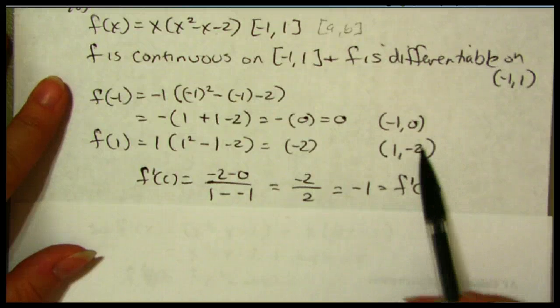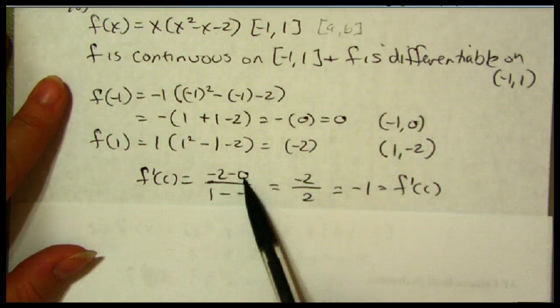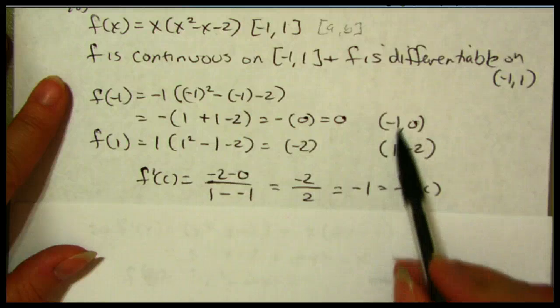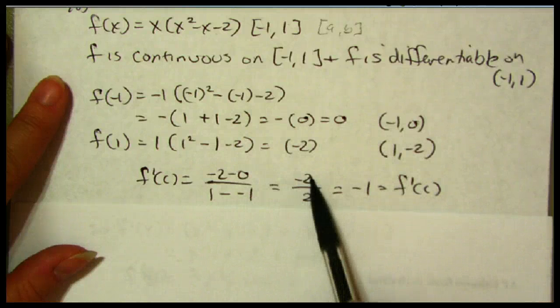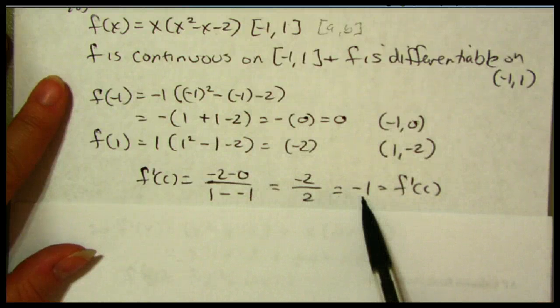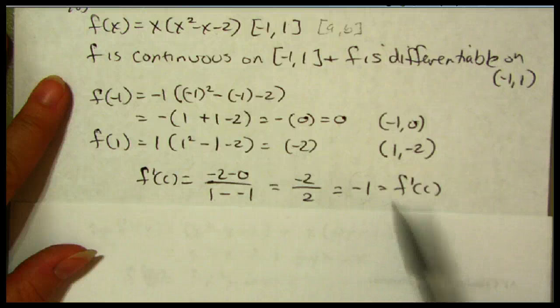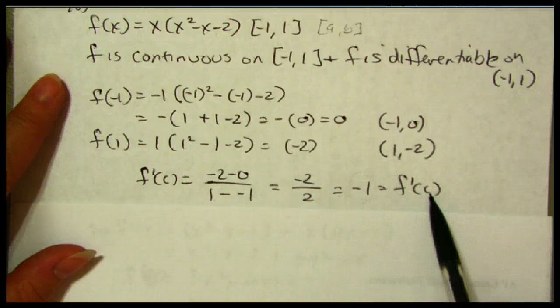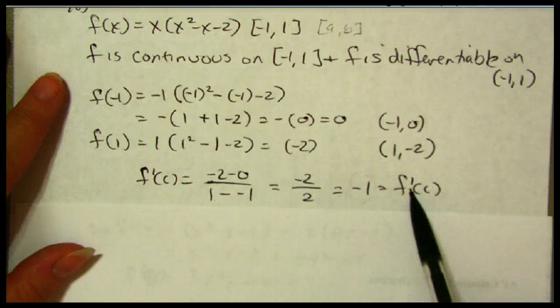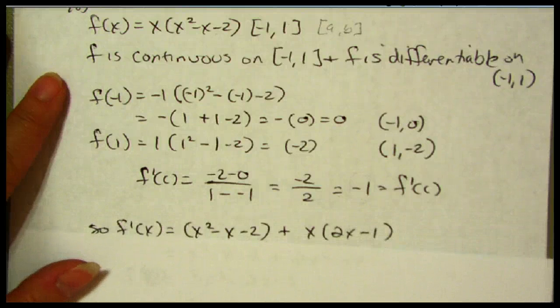So y2 minus y1 over x2 minus x1. It's -2 over 2 equals -1. So this is the slope of this secant line, and this has got to be the slope of a tangent line for some value c. Well, let's go take the first derivative.